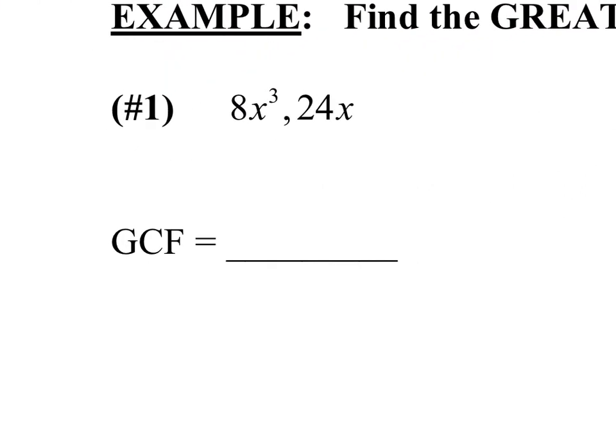All right, number 1, 8x to the third, 24x. What's the biggest number that goes into 8 and 24? Well, that's going to be 8. And what's the smallest exponent, x to the third or x to the first? It's going to be just x. So it's going to be 8x is our GCF.